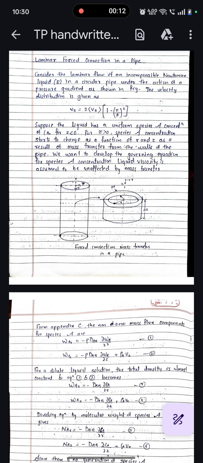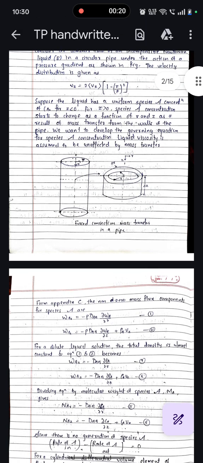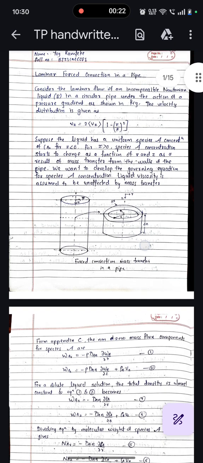For the derivation of this topic, first we have to consider the laminar flow of an incompressible Newtonian fluid in a circular pipe under the action of a pressure gradient, as shown in the figure. The velocity distribution given in the chapter is Vz equal to 2 times Vz average velocity times (1 minus (r by R) whole squared).